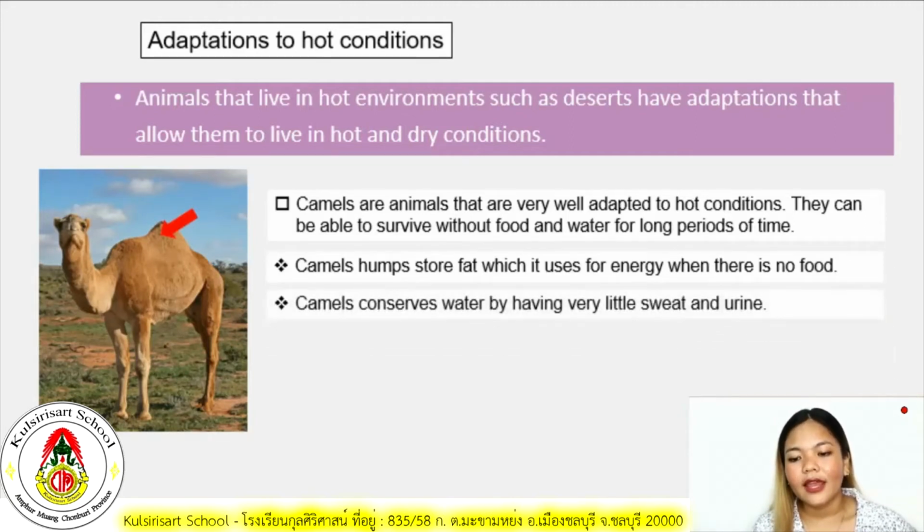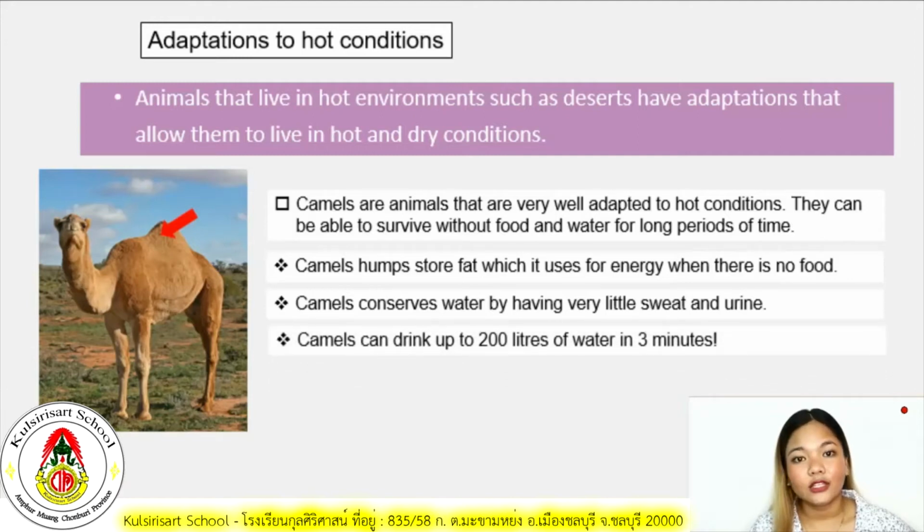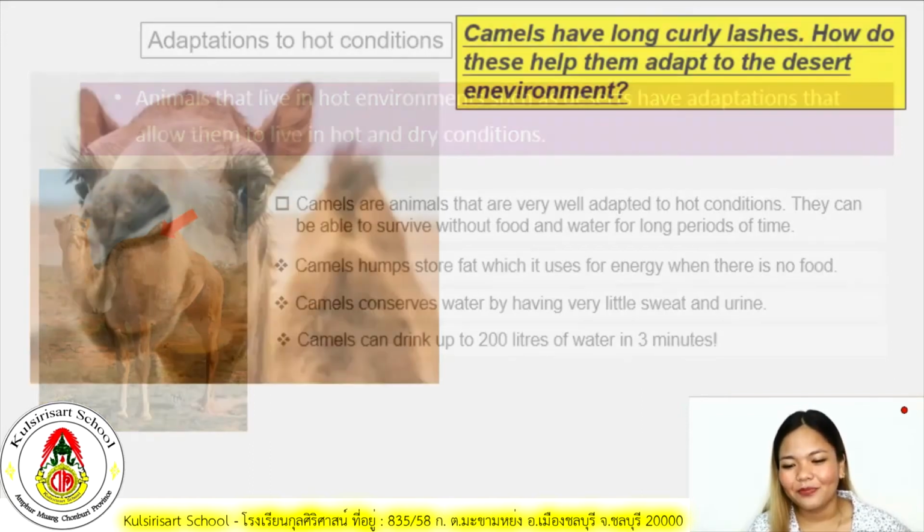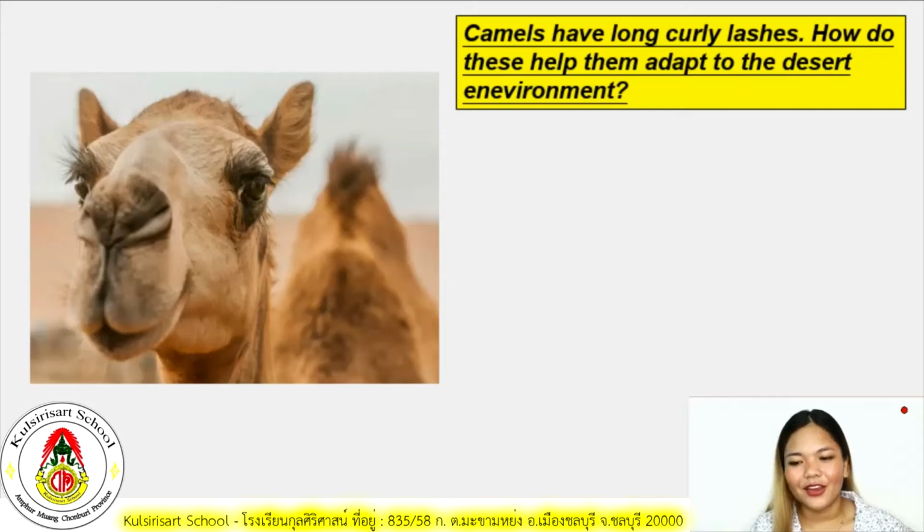And then we have here, camels conserve water by having very little sweat and urine. This is also another adaptation of camels in order for them to last the hot temperature in the desert. And the next one is that camels can drink up to 200 liters of water in 3 minutes. Can you actually drink 200 liters of water in 3 minutes? I don't think that a human can actually do it, okay? Only camels can.